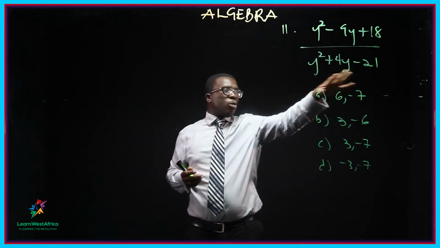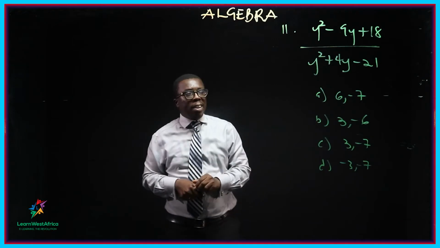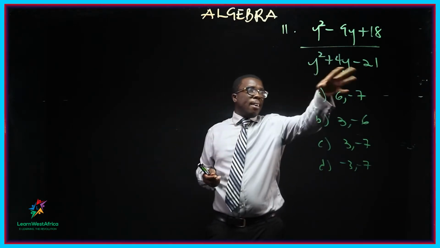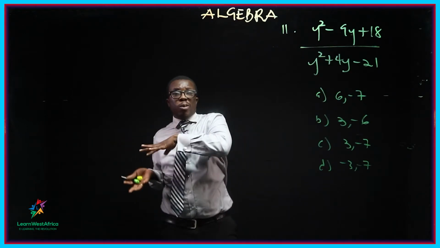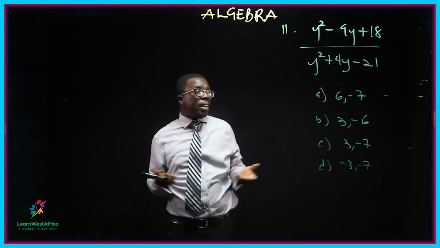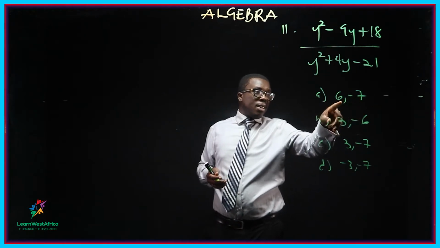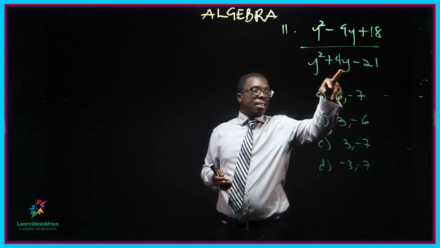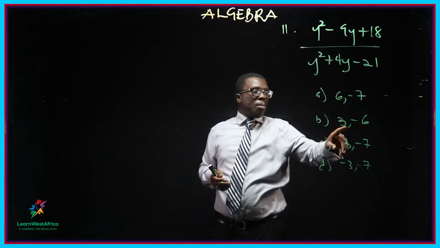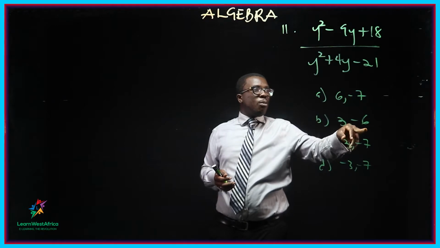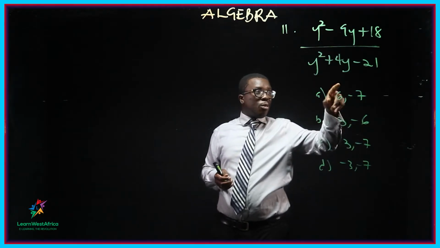You should be able to get your answer using the calculator. Your two numbers: you multiply the factors of 21, then adjust them either by addition or subtraction. Now the middle term is positive 4. Is 6 minus 7 going to give you 4? Is 3 minus 6 going to give you 4?